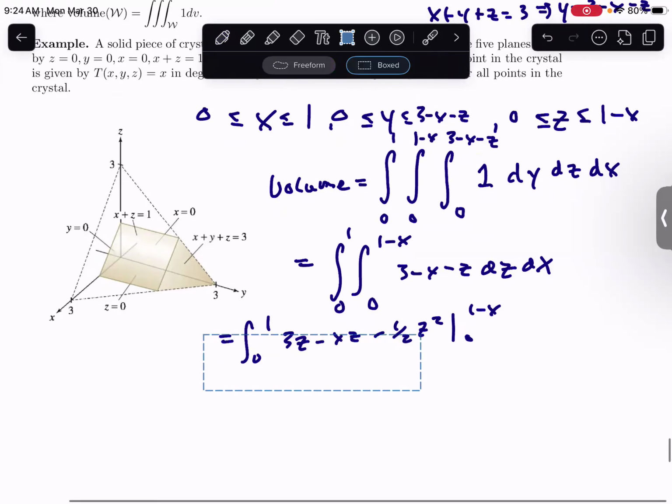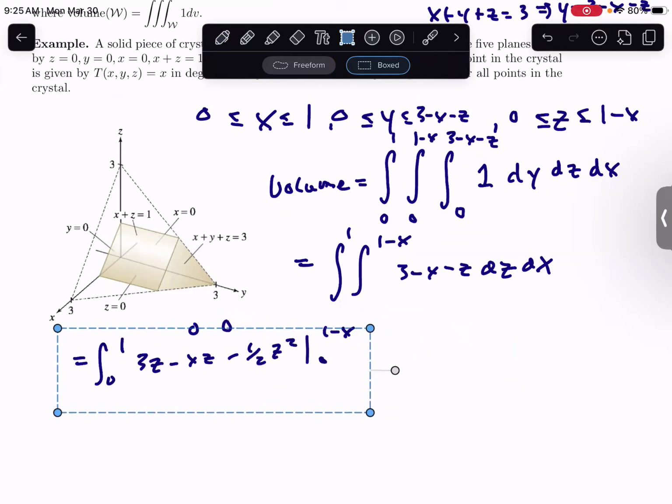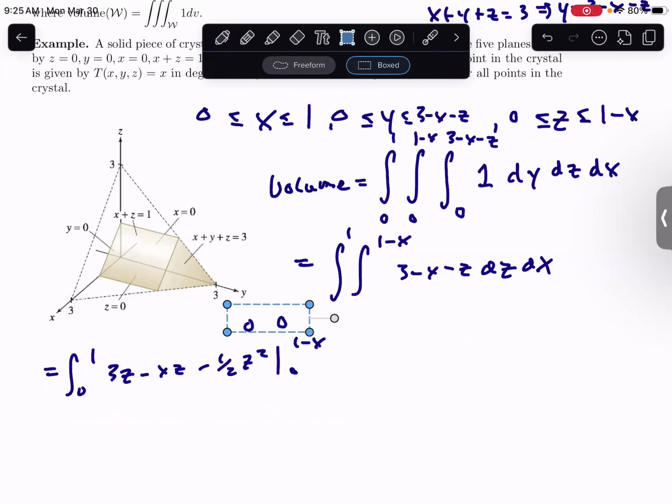Let me move this over a little. I'm not going to be able to do it without moving the zeros, but I can move them back. Okay.